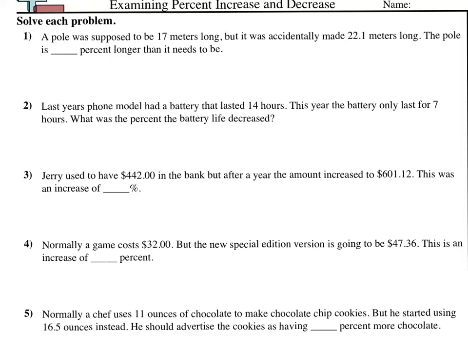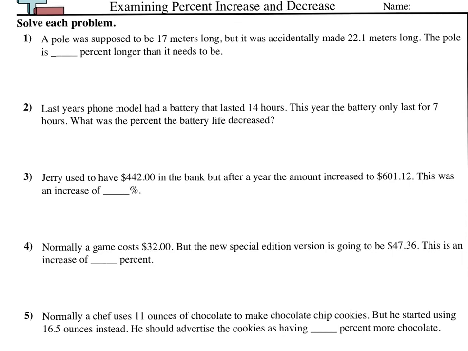All right, so now we're going to take a look at percent increase or decrease. So we've been talking about percent of a number. Now we have to figure out whether we are increasing or decreasing. So the first problem says a pole was supposed to be 17 meters, and they accidentally made it 22.1 meters.